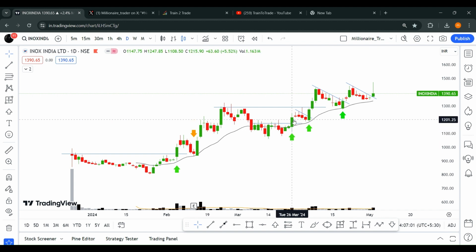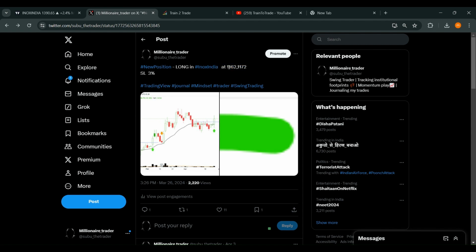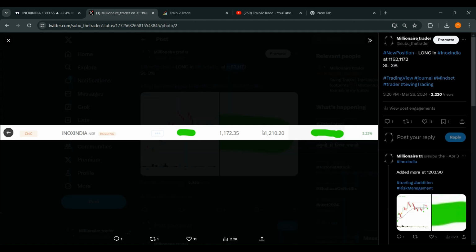I entered with a stop. It broke this range, and on that day it went about 5%, and then for the next 4 days it consolidated. You can see all my entries here. I entered at 1162, and 1172 is my entry.